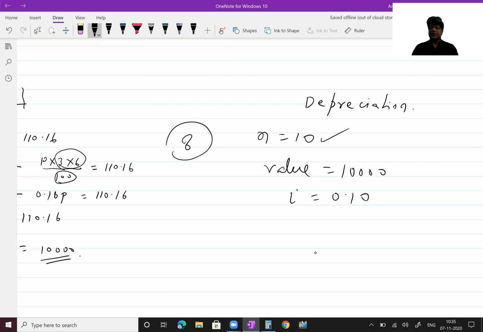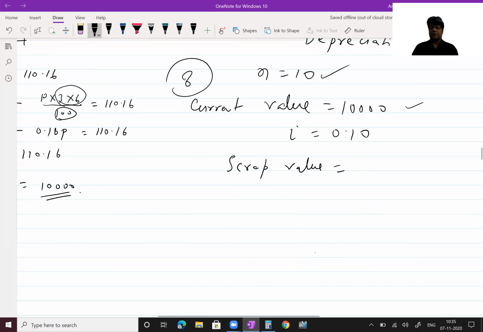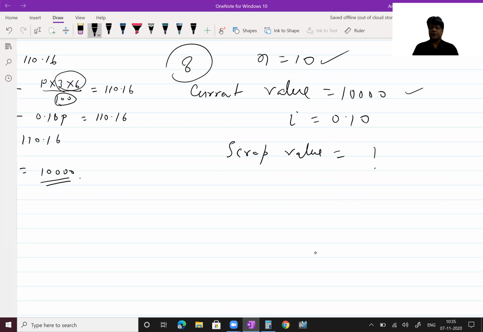Useful life of the machine is given, current value is given. They are asking you the scrap value. That is the value after n years, obviously the diminished value. Which formula will apply, guys? A is equal to P into (1 minus i) to the power n.